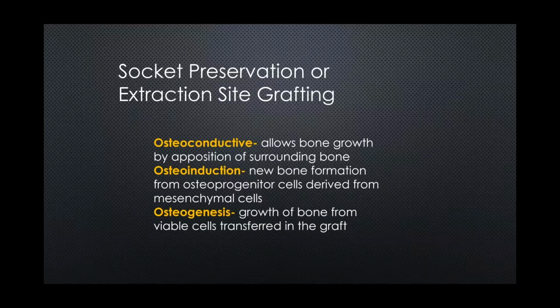I give the analogy on this one, if you're into planting bushes and trees in the backyard, if you want to grow a rose bush, you put a lattice against the back of your house, that rose bush will grow through the lattice. That's osteoconductive. It allows the growth of bone to go through that area. Osteoinductive, we're actually inducing, we're getting new bone cells to come into the area to form new bone. And osteogenesis is the transfer of live cells from one area to the second area.